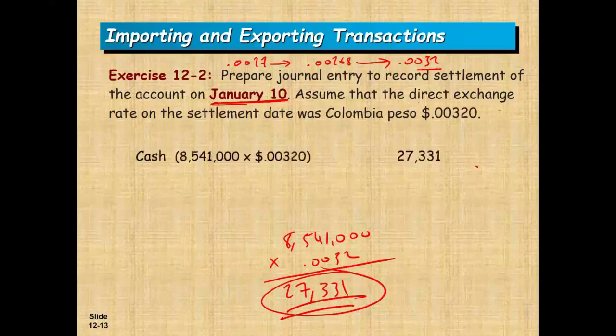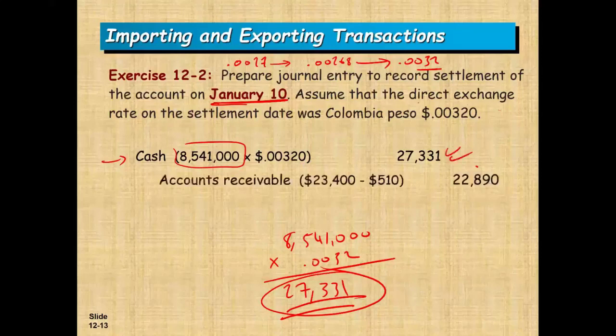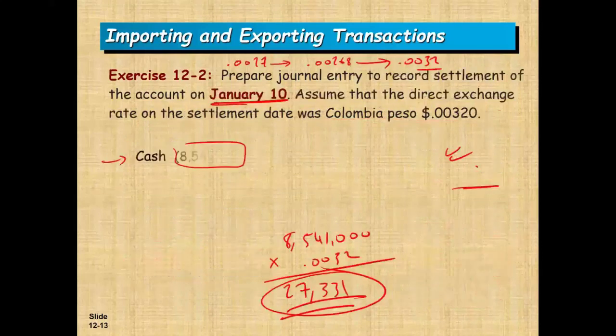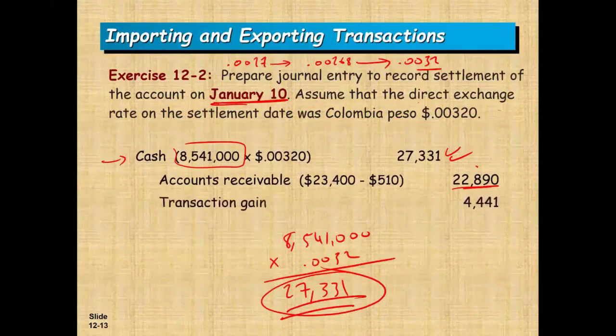So this is the US dollar. Once we receive the pesos, we convert at 0.0032 because the US dollar weakened. It bought us more US dollar. Account receivable is 22,890. That's the last time we computed the receivable. We remove it, and we have a gain of 4,441, and this gain goes to income. So we have a gain.